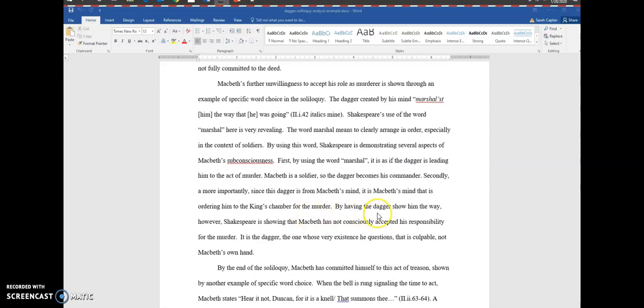But by having the dagger show him the way, not by taking the lead himself, by having the dagger be in charge, Shakespeare is showing that Macbeth has not consciously accepted his responsibility for the murder. So you see how that works? I have my example here. I have my basic surface level understanding. And then I have my deeper analysis.